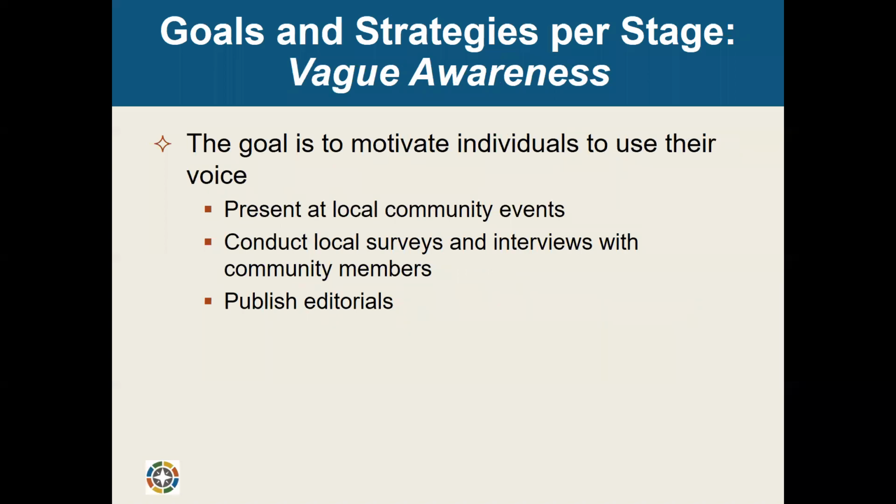Next is vague awareness. So here we're talking about a goal being to motivate individuals to use their voice. So now that people recognize the problem, they have to be aware that the community can actually do something about this problem. So again, you'll see some similarities and some crossover, but presenting at local community events, maybe you're at a place where you can start to conduct some local surveys or conduct some interviews with some community members, and maybe even publish some editorials in some newspaper or some print.